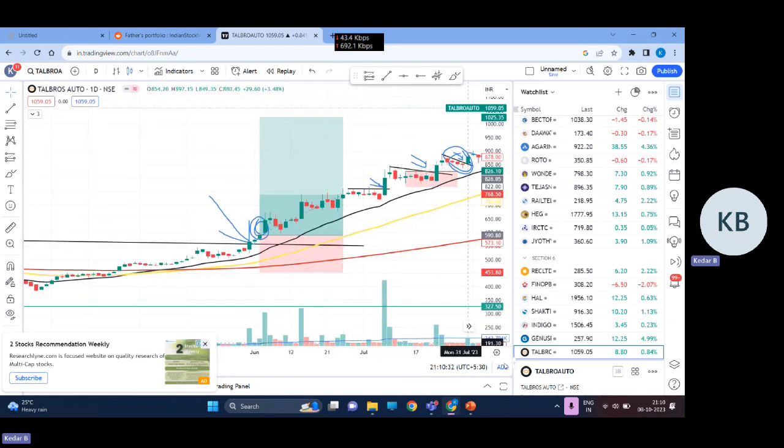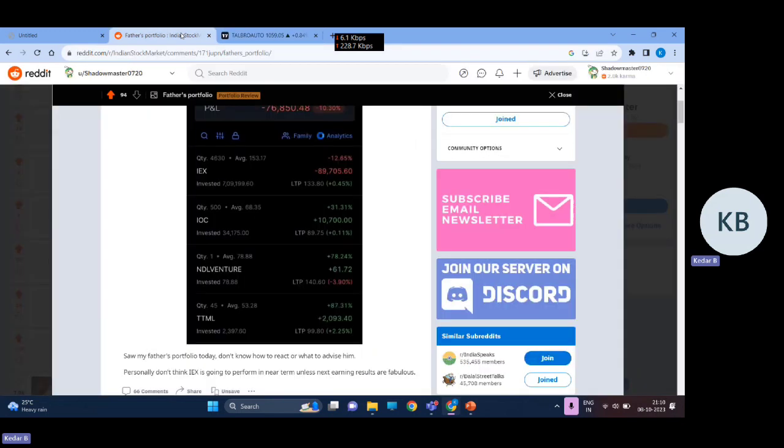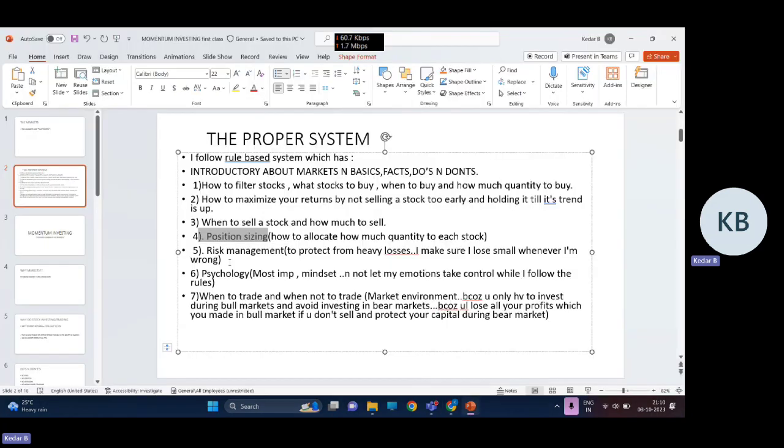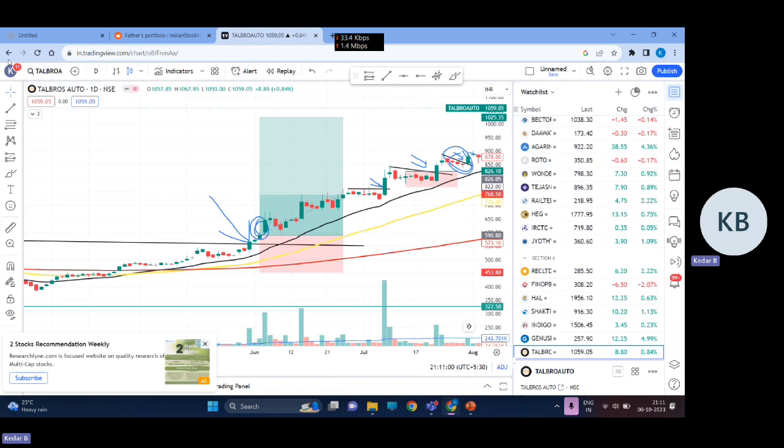So this maximizes your profit, which is why position sizing is very important. Because if you don't increase your position in a stock, even if it gives like a 100 or 80% move, it will have negligible returns for you. Next is risk management. This is to protect you. You must have proper psychology and risk management to protect you from heavy losses, which is why I make sure I lose small whenever I'm wrong. Let me show you. I've been wrong plenty of times.